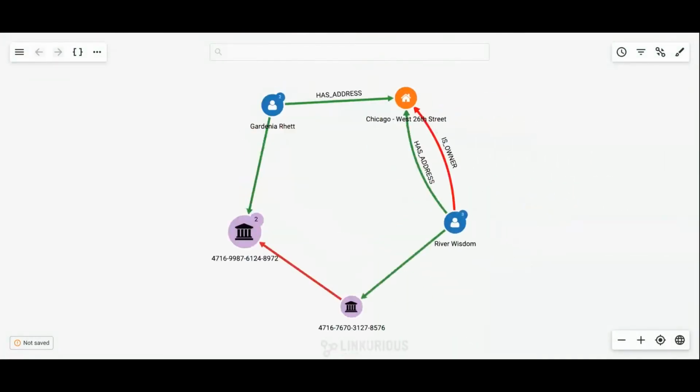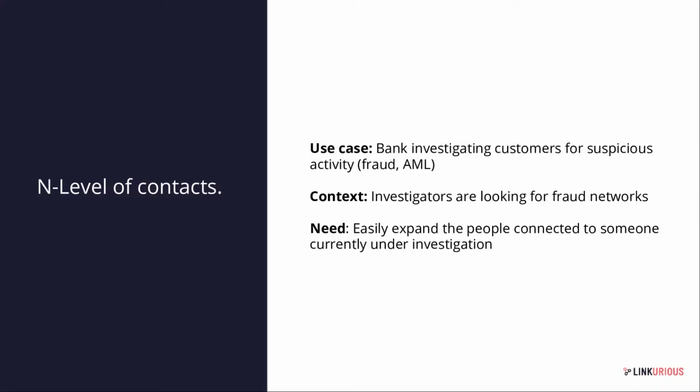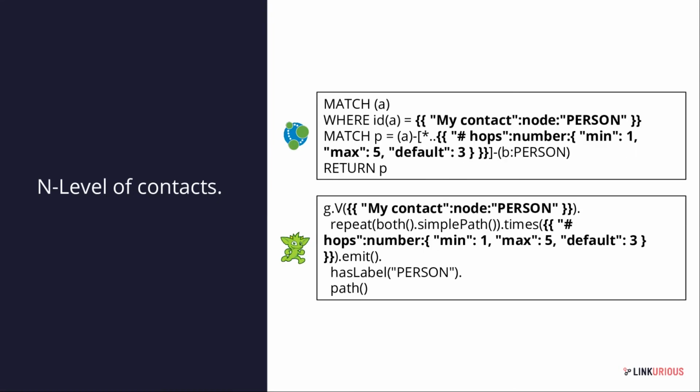So let's go back. Let's try a different query. Or maybe before seeing the next example, let's just see the query itself. So for the Cypher query and Gremlin query, I'm not going too much in the detail of the syntax itself. I just highlighted in bold actually the Linkurious syntax for the parameter. So you can see that in both cases it is exactly the same.